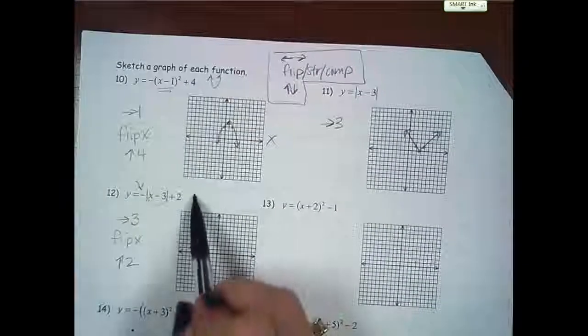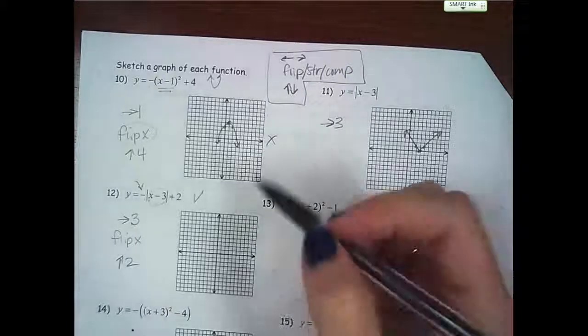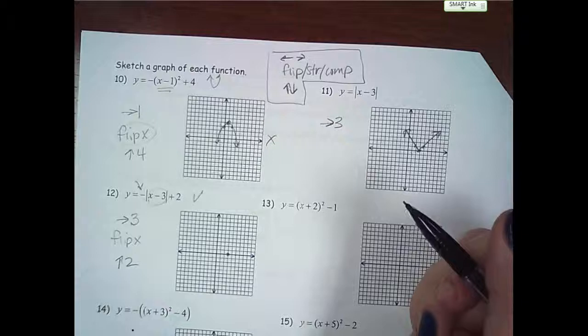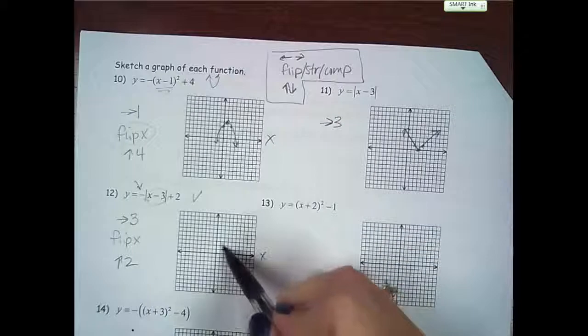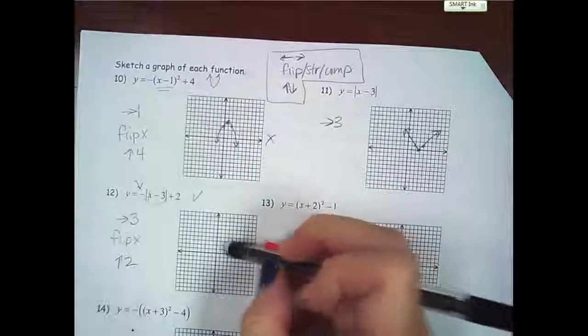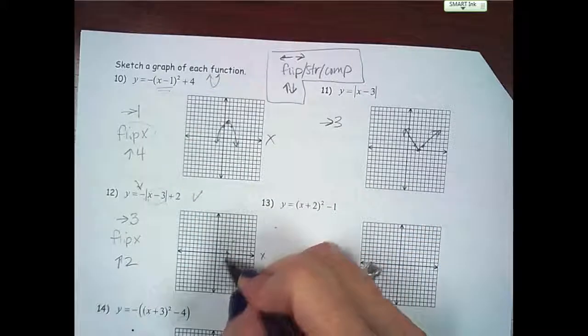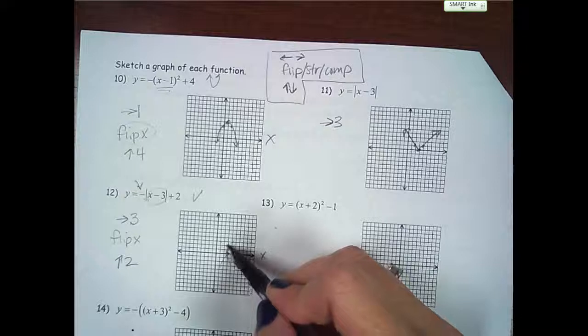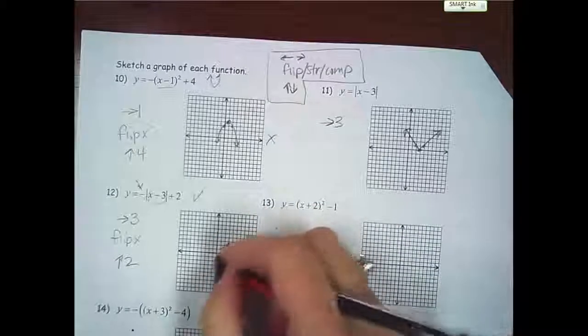Again, this is the V. So we're going to go right 3, which would put me here. I want to flip over the x-axis, so instead of a V, I've got a down. My V is going down. I'm just kind of sketching so I have an idea. And then I'm going to go up 2. So there I am with a down V.